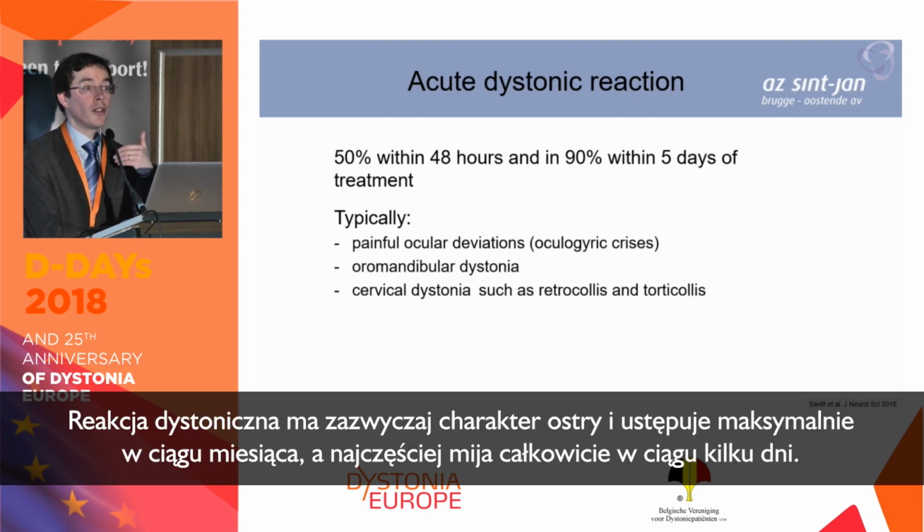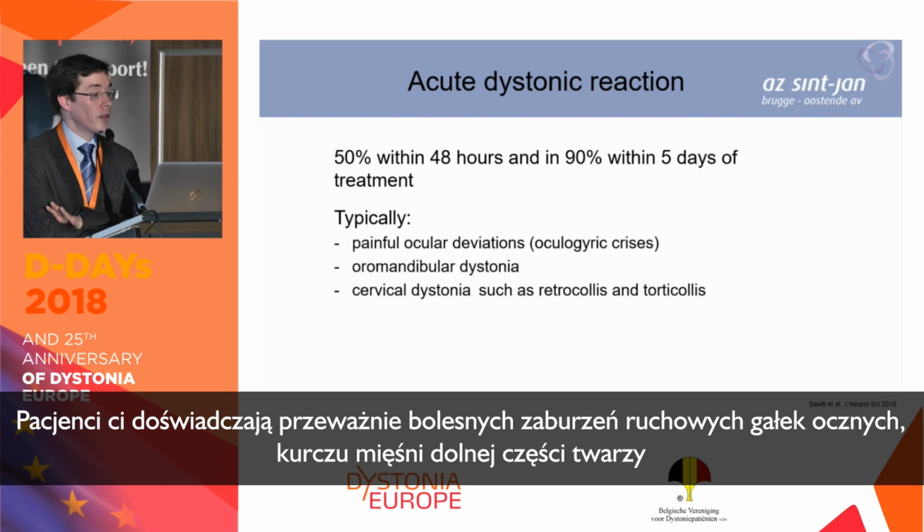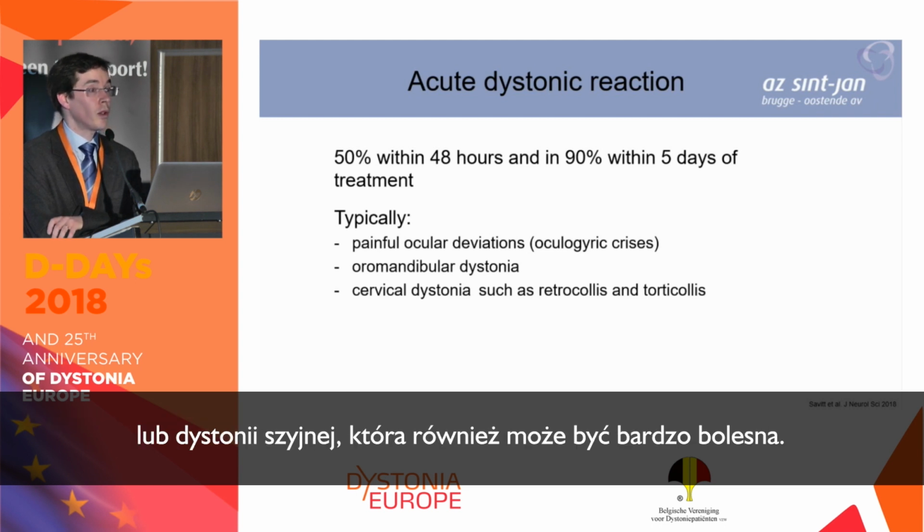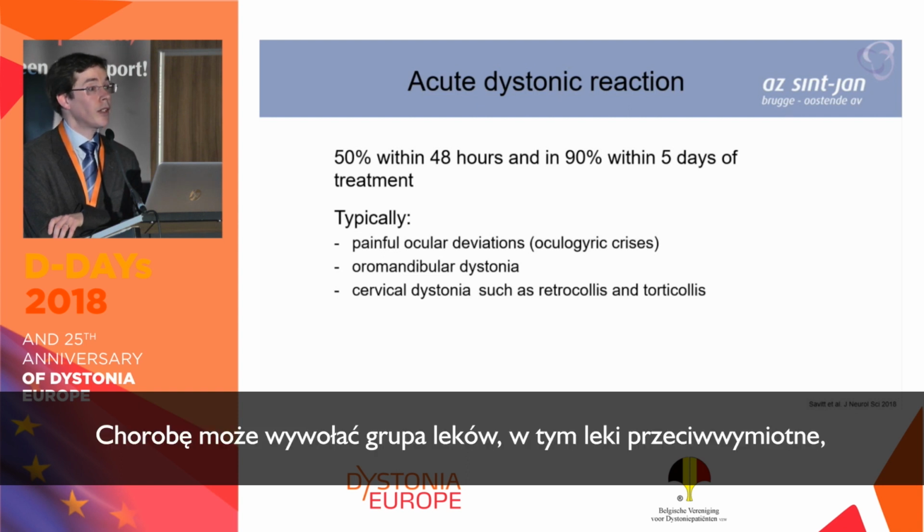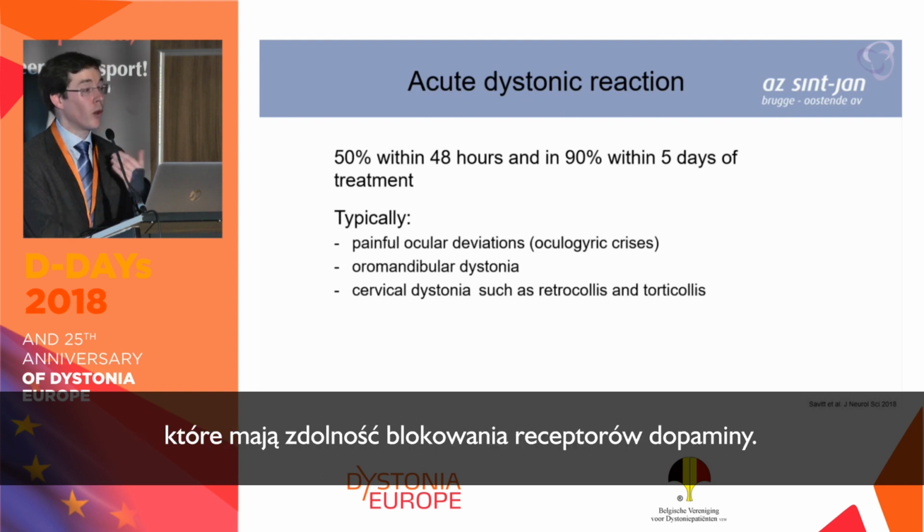It's typically an acute dystonic reaction that will go away within 1 month, and usually already after a few days the reaction is completely gone. Typically these patients have painful ocular deviations. They can develop an oromandibular dystonia and also a cervical dystonia that can be very painful. It can be caused by several drugs, also by some antiemetic drugs that also have dopamine receptor blocking properties.